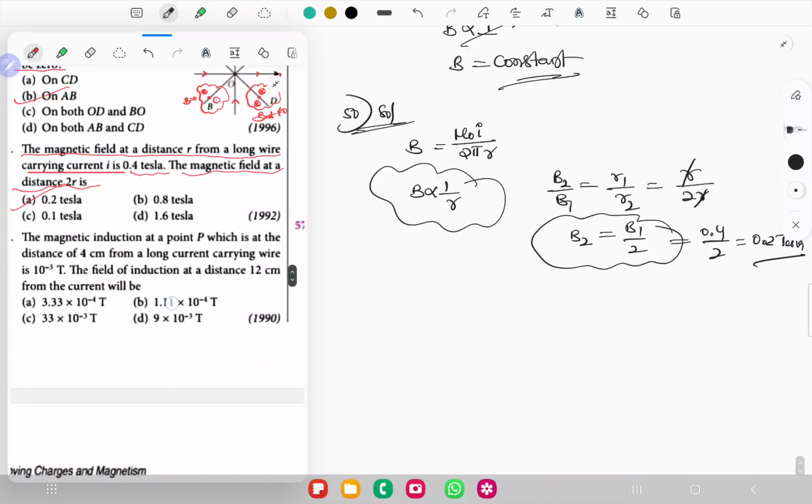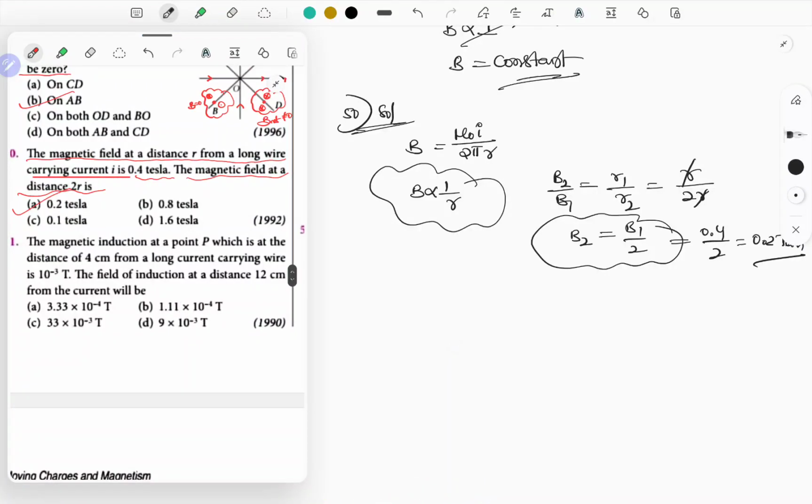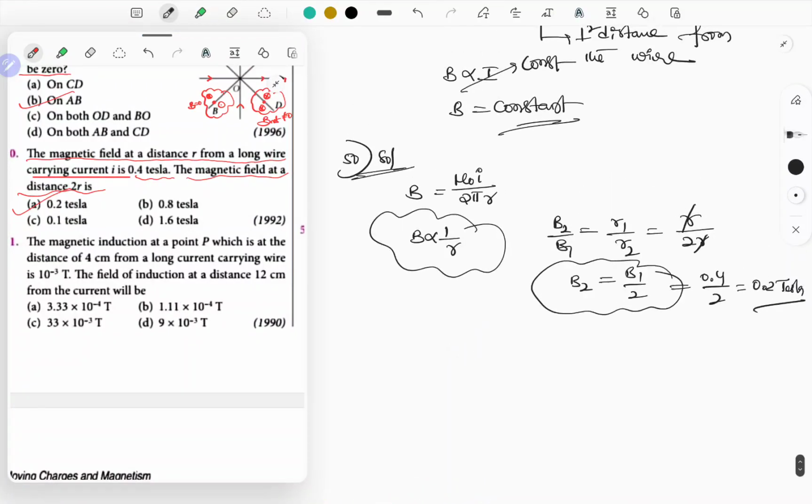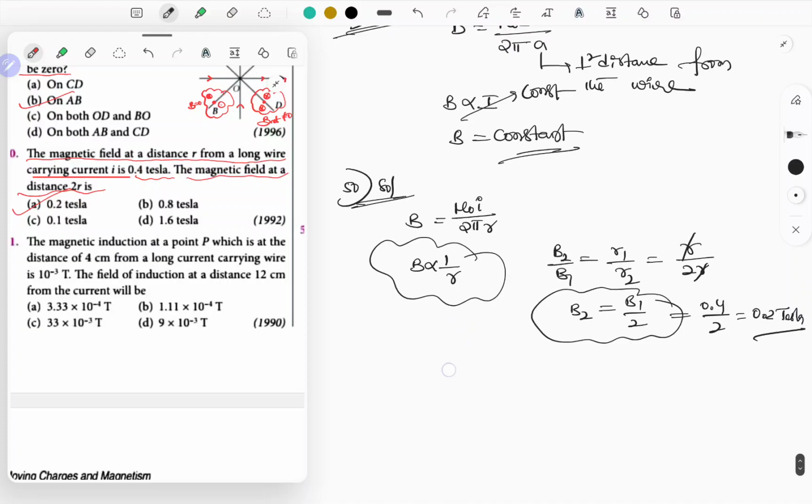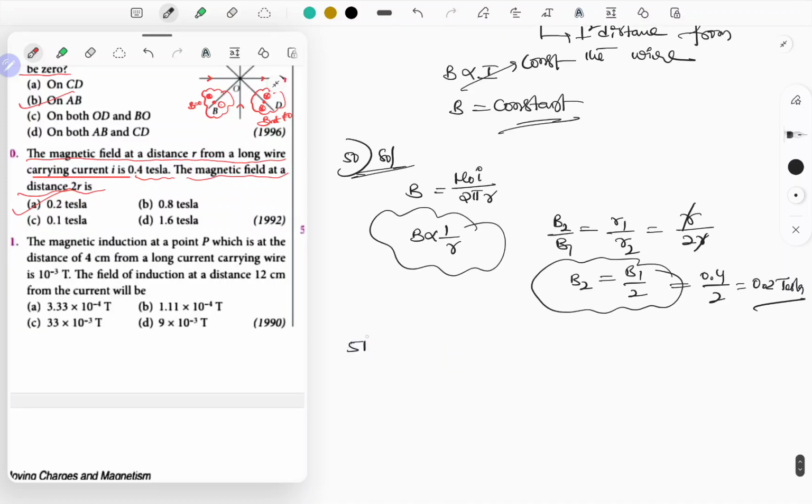Next, 51. Magnetic induction at a point P, which is at a distance 4 cm from a long current carrying wire, is 10 power minus 3 Tesla. The field induction at a distance 12 cm from the current carrying wire will be? Okay, it's a similar question. B is inversely proportional to R, right? So then B2 by B1 is equal to R1 by R2.